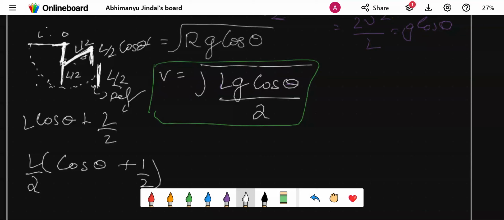So this is L by 2 basically, and this is 1 plus cos theta. Okay, so this is our height. Now here, theta was assumed by us, right? So we can't use any assumption to give our answer. That's why cos theta has to be found. So let's use energy conservation for that, because we know the velocity and stuff.